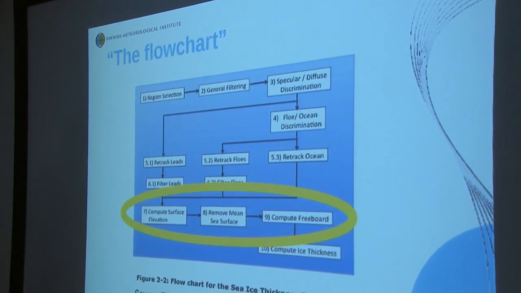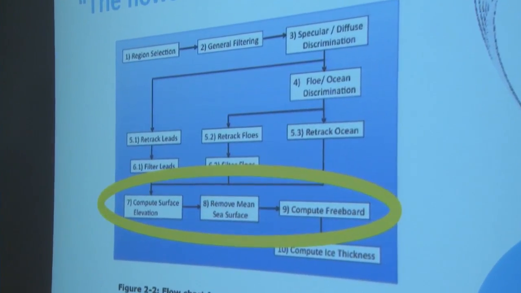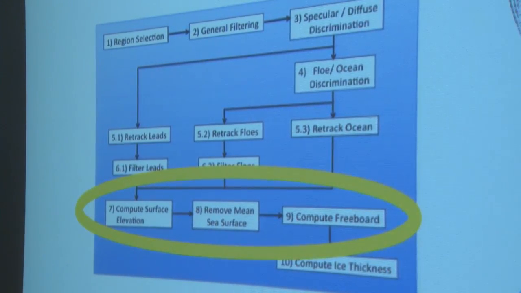So after the retracking, what we have is the range between the satellite and the surface we have just measured. The range is reasonably easy to convert into the elevation, but the problem there is that we measure the altitude of the satellite, of the platform, in reference to an ellipsoid, just a reference ellipsoid, which is a different thing than the actual shape of the Earth.